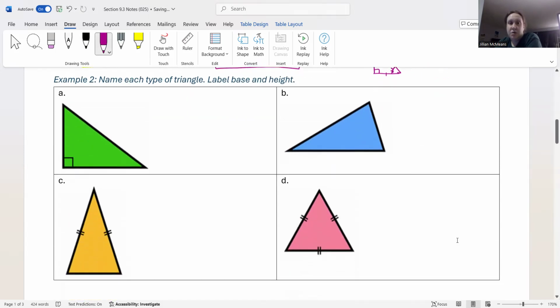And so now we want to label each of these. So it says name each type of triangle and then label the base and the height. I'll explain what the base and the height are once we get into this. Okay, so I'm going to not do these in order. So the first triangle I want to talk about is the equilateral. So the equilateral triangle is the one where all of the sides have the same length and all of those interior angles have the same measure. So this one right here, part D, is our equilateral triangle.